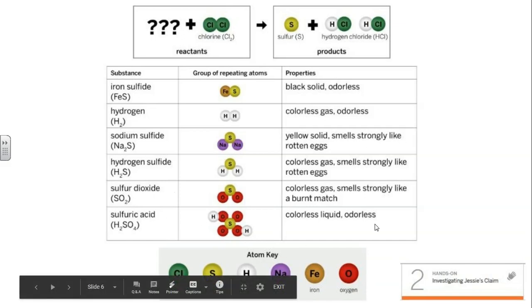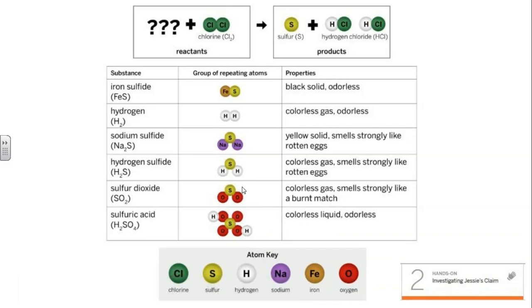The properties will give you a little bit of a clue because we know that we couldn't see anything that was in there. But I think the repeating group of atoms are going to be more useful. So you have to use the model token tool, the digital token tool that you used in the first activity, to kind of work backwards and figure out what must have been the other reactant in this chemical reaction to have sulfur and hydrogen chloride be the products of this chemical reaction.